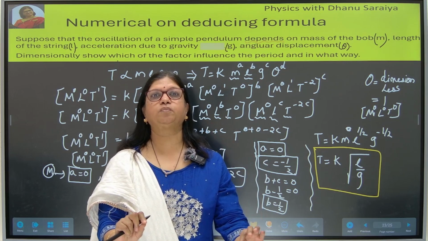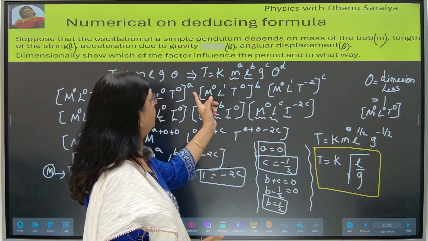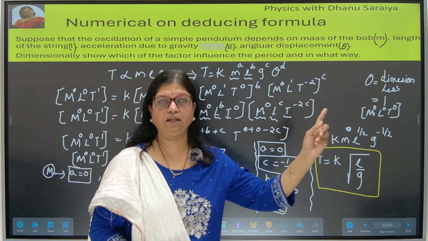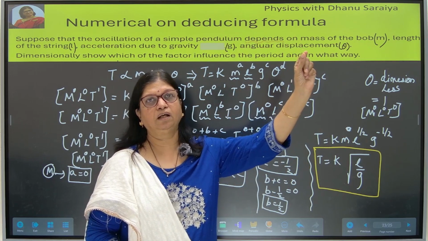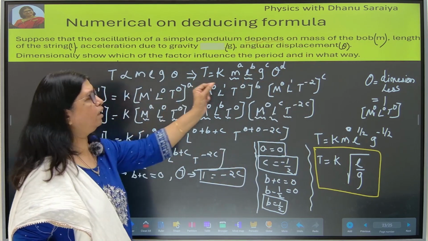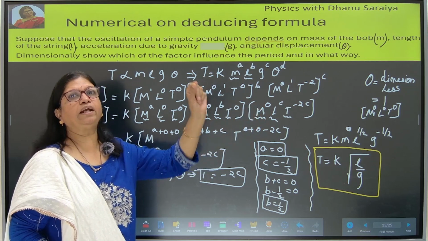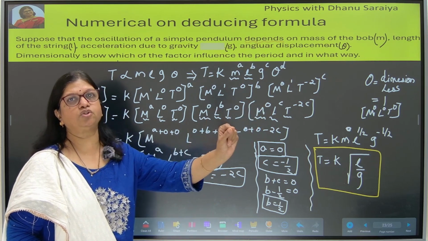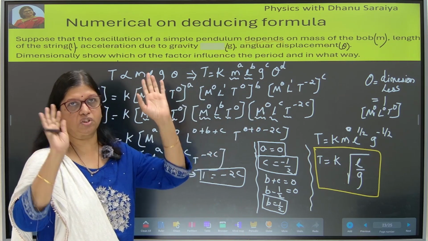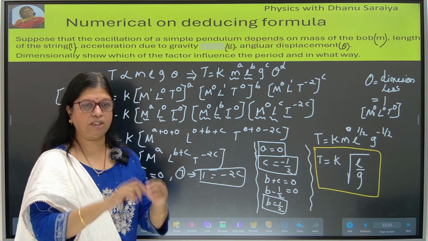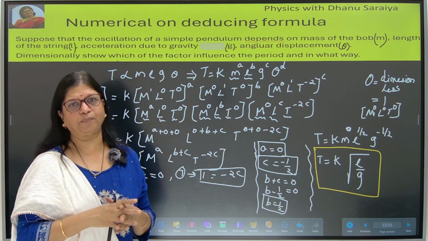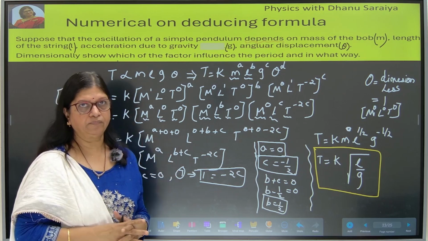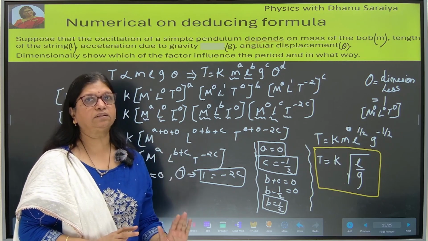And what are the steps to be remembered? First write proportionality, then write the equation, raise the physical quantities to their powers, write the dimensional formula, find out A, B, C with the equations you get. This is the procedure. It is an important question in your entrances and your regular exam of class 11 also. Fine, I just moved, you take a screenshot.